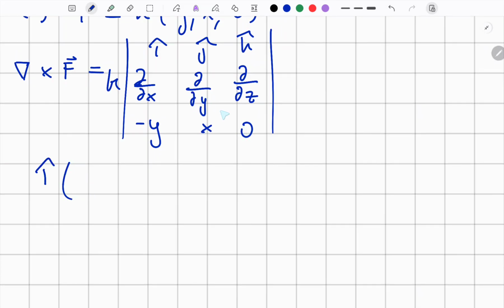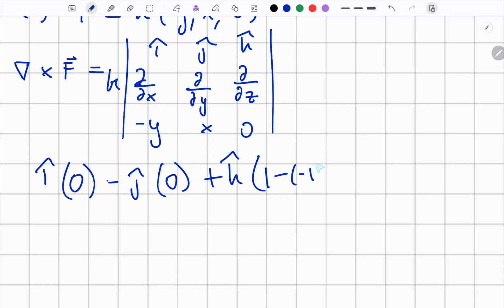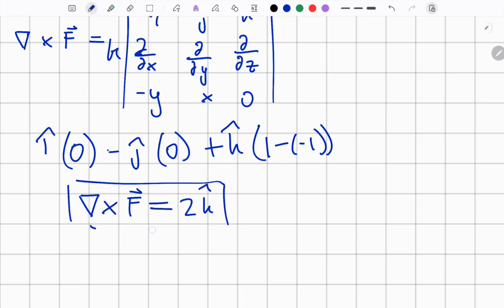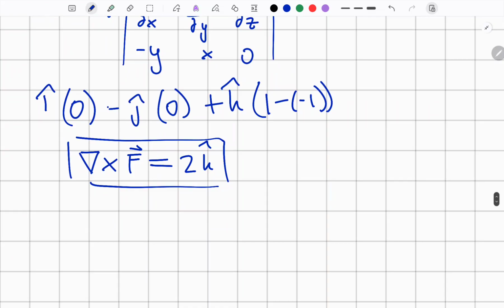Now evaluating this determinant. I, that with respect to y is 0, that with respect to z is 0. So 0i minus j. This with respect to x is 0. This with respect to z is 0 plus k. That's going to give us 1. That's going to give us negative 1, so minus negative 1. So our cross product this time does not come out to be 0. We actually end up with a 2k as our vector. So this is pointing in the z direction. It has a z component. It's not the 0 vector, so it's not conservative.